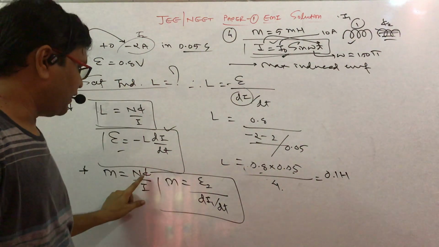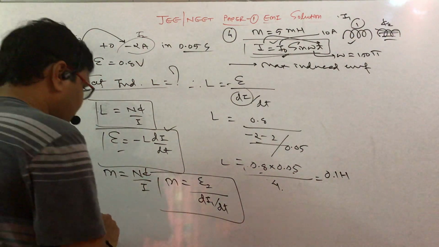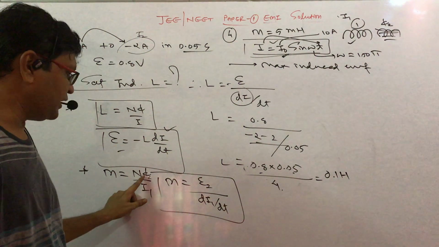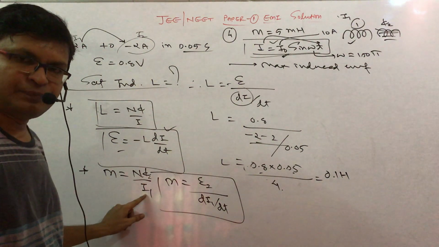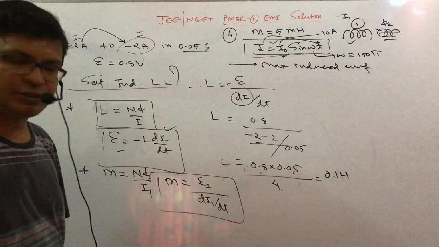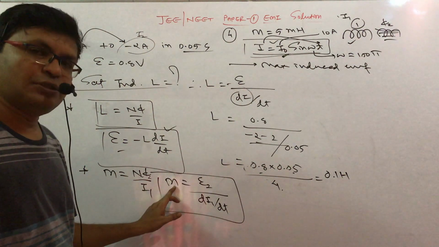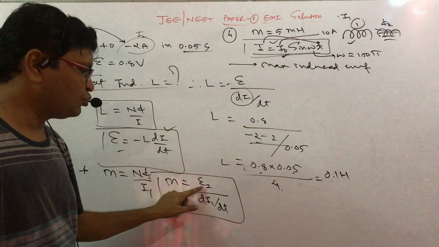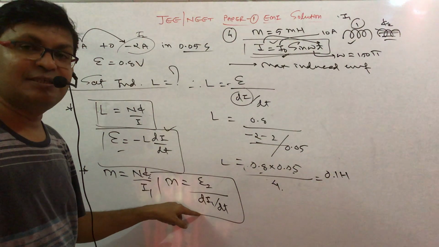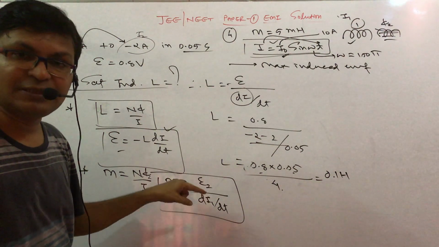Number 1, magnetic flux associated, this is phi 2 by I1. Magnetic flux associated with any one coil per unit current passing through the first coil, it is called mutual inductance of the system. Mutual inductance of the system of two coils, that means the induced EMF produced in any one coil per unit rate of change of current in the other coil.